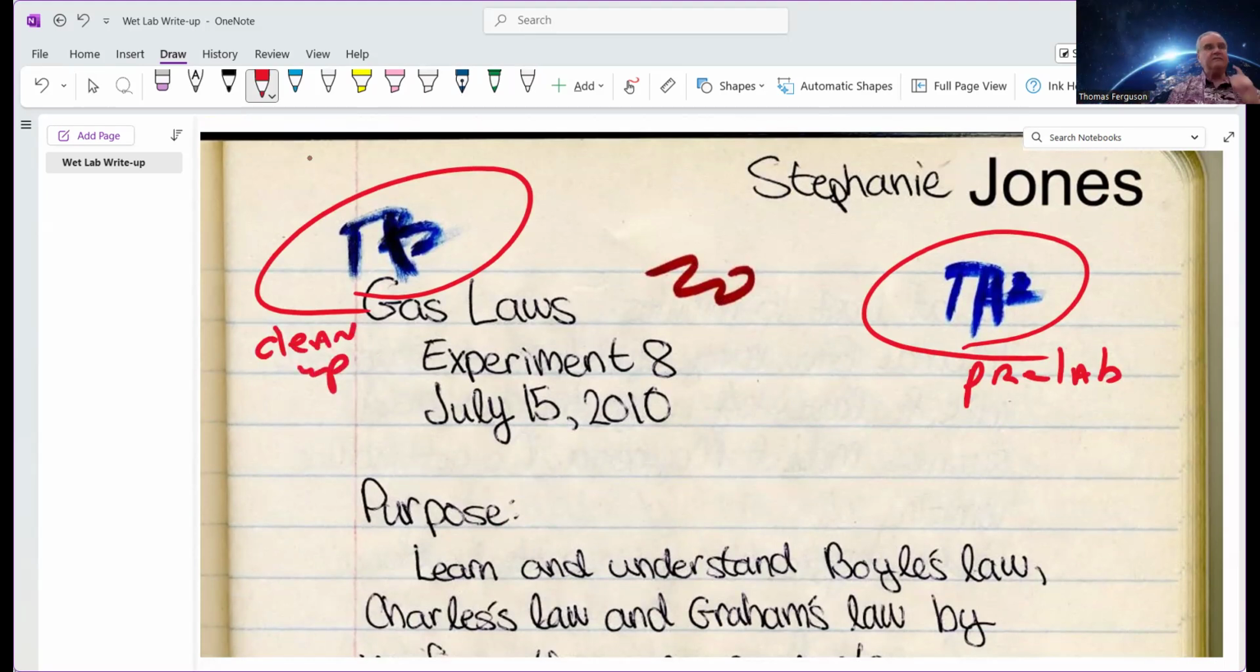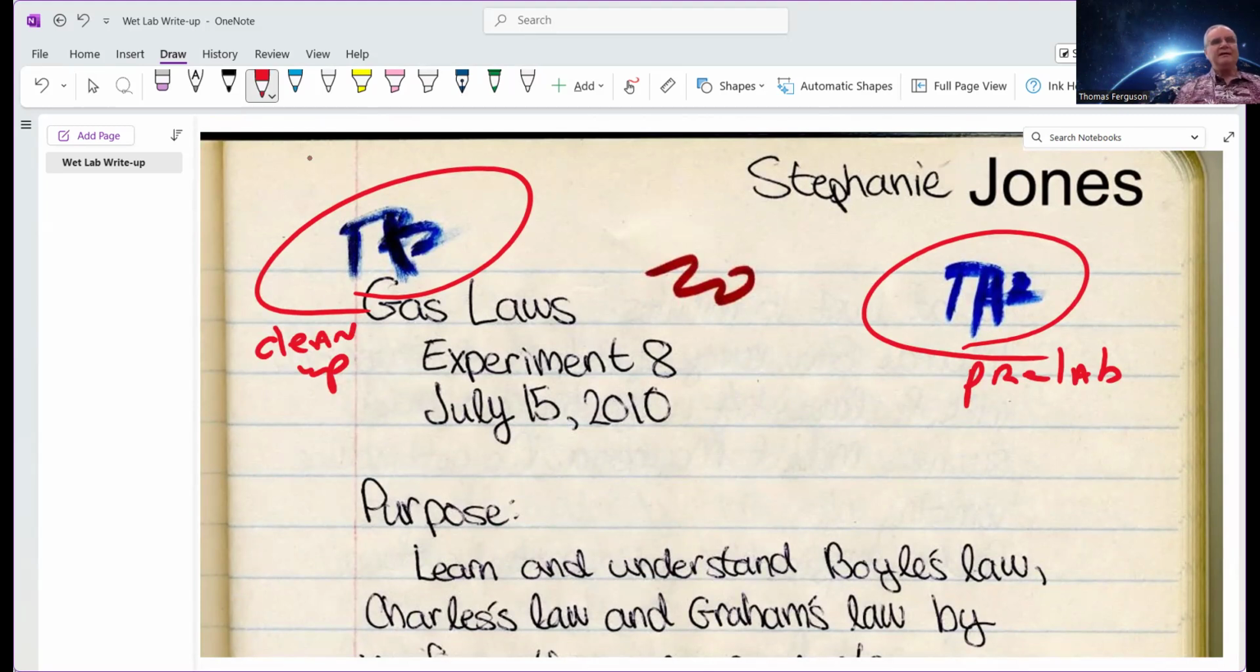So before you leave, show me where area, make sure it's clean. Then I'll give you your second signature. Before you start the lab, you need a pre-lab signature. So did you do the pre-lab or not? So that you can actually do the lab.